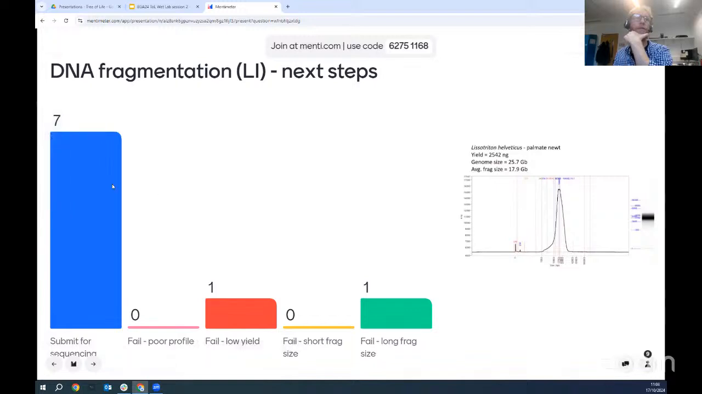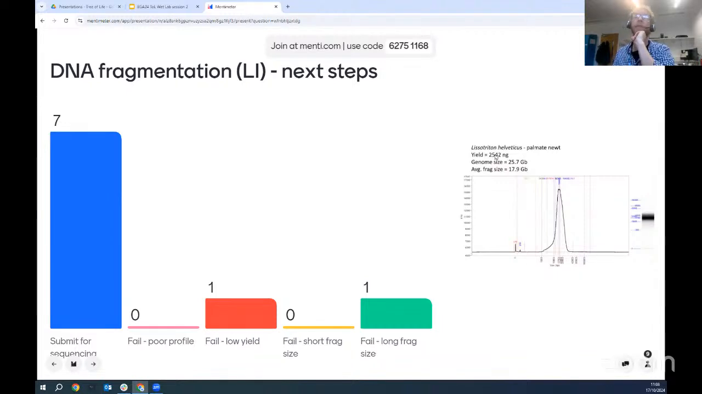So we have 7 people submitting for sequencing, 1 fail low yield, and 1 fail long average fragment size. So the average fragment size is fine. It sits within that 12 to 20 kb range. So I think that's not a problem. Submitting for sequencing, definitely an option. I mean, definitely the right way to go.